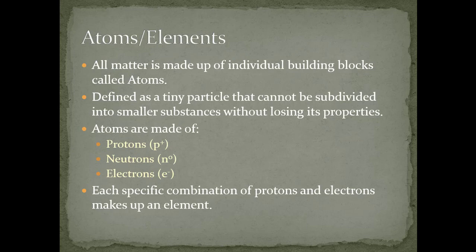Basically, each specific combination of protons and electrons makes up an element. So if you look at a periodic table, you'll see that all the different elements have different numbers of protons, and that's what gives them their atomic number, essentially.